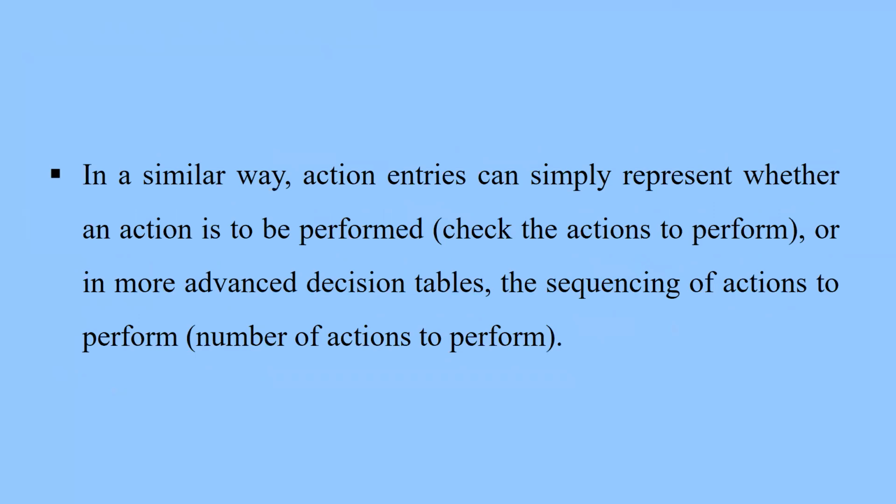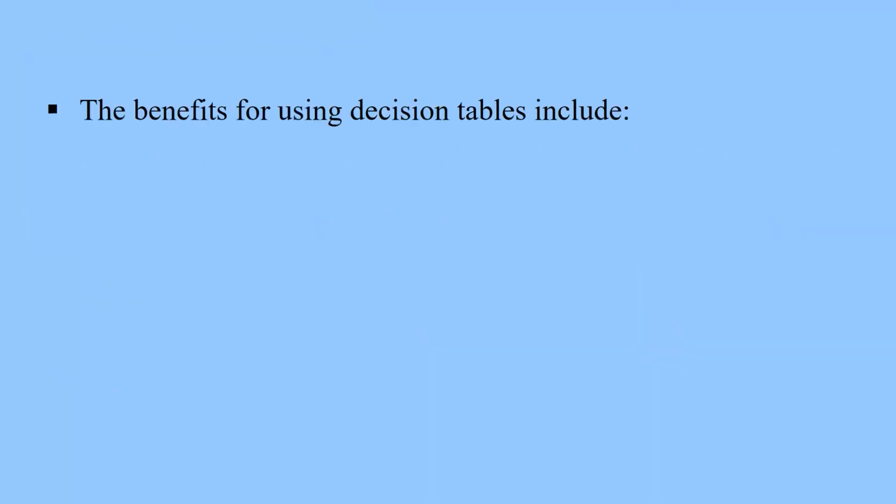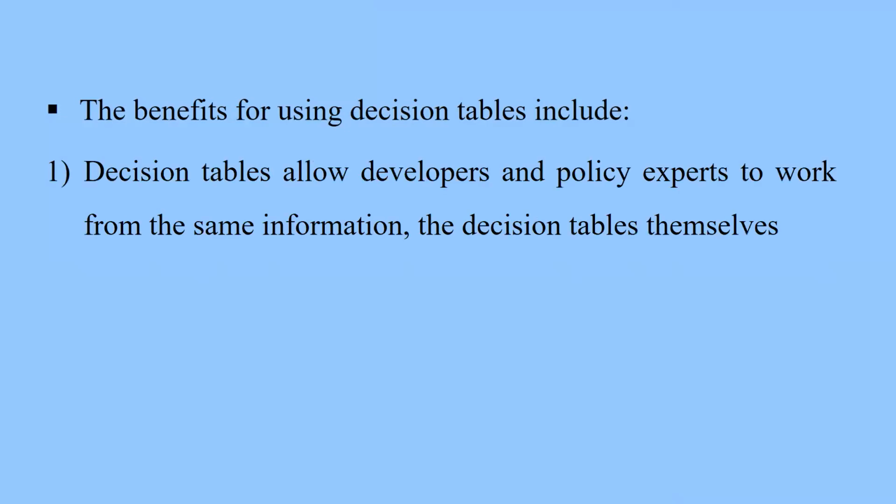In a similar way, action entries can simply represent whether an action is to be performed, that is, they check the actions to be performed, or, in more advanced decision tables, the sequencing of actions to perform. The benefits of using decision tables include, number one, decision tables allow developers and the policy experts to work from the same information, that is, to work from the decision table itself.